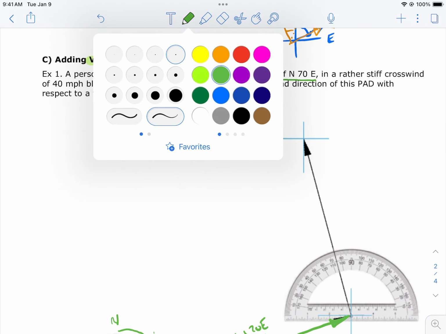Oh, let's see if I can get another ruler real quick. Oh, my kingdom for a ruler. Where'd it go? Here it is. Okay, I got me a nice ruler.